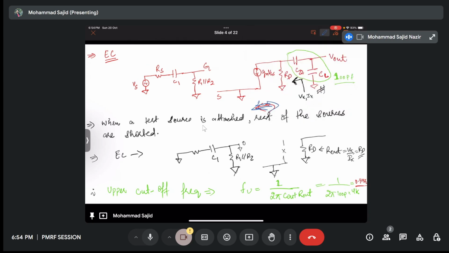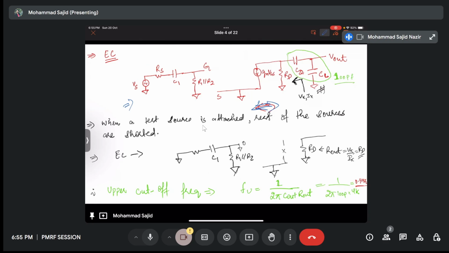I will ignore these two capacitances, and I can find the attached test source at Vx and Ix. When a test source is attached, the rest of the sources are shorted. So input will be shorted, so my gm VGS will be 0. Therefore, upper cutoff frequency will be 1 by, as I said, there is a trick: directly use this resistance across that capacitor. So I will get fU is 1 by 2 pi C out R out.